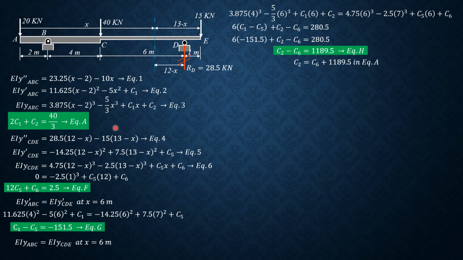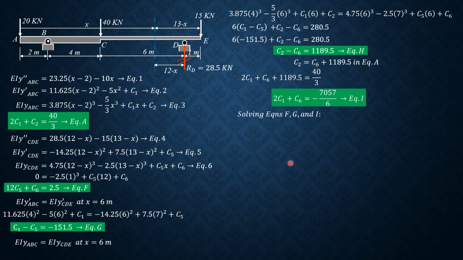Let's substitute this in equation A. So in equation A, 2c sub 1 plus c sub 2, which is c sub 6 plus 1189.5, equals 40 over 3. So 2c sub 1 plus c sub 6 therefore is 40 over 3 minus 1189.5, and that's negative 7057 over 6. Call that equation I. Then let's solve simultaneously equations F, G, and I. So the unknowns are c sub 1, c sub 5, and c sub 6.